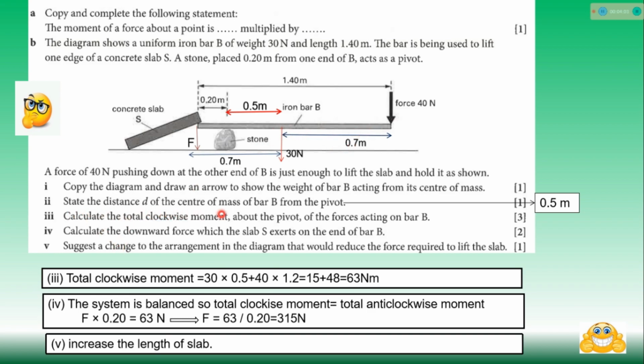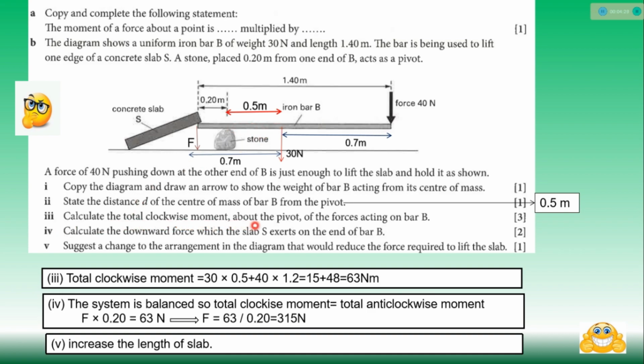State the distance d of the center of mass from the pivot. From the pivot it will be 0.5 meter, as the distance from the center of mass to the end is 0.7 meter, and the distance of the pivot from that end is given here, 0.20 meter. So this distance will be 0.5 meter.